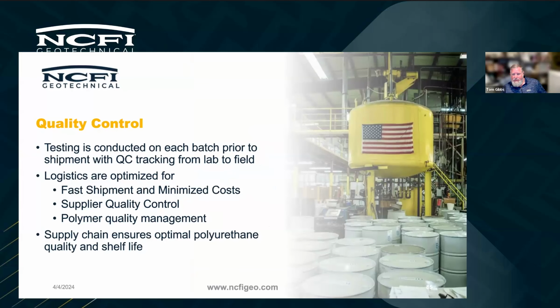Quality control is a big part of what we do at the plants. Testing is conducted on each batch prior to shipment with QC tracking from lab to field. And logistics are optimized for fast shipment, minimize costs, supplier quality control, and polymer quality management. Supply chain ensures optimal polyurethane quality and shelf life.